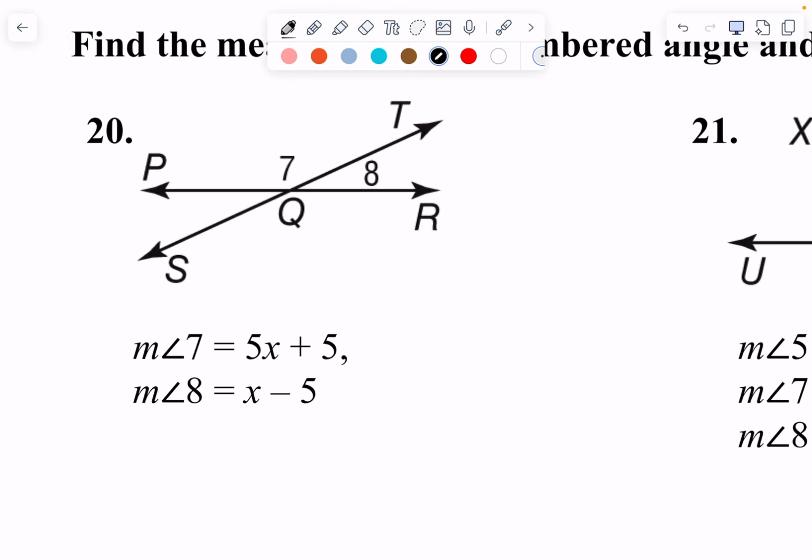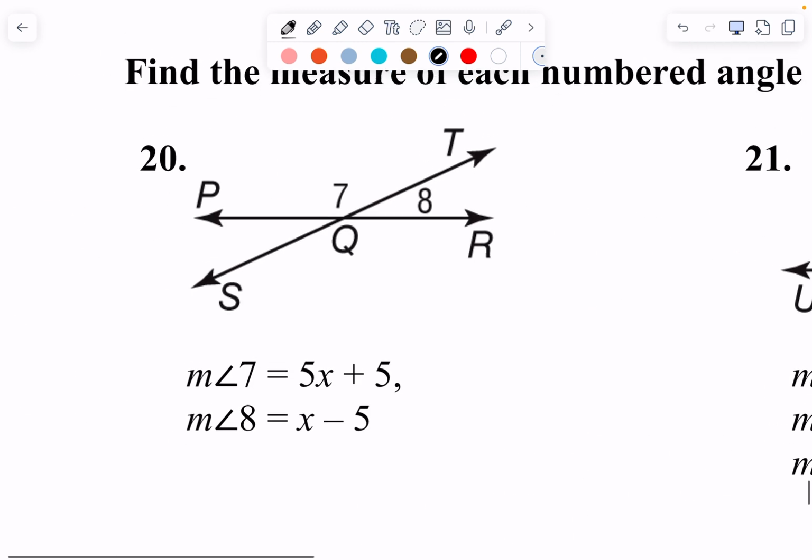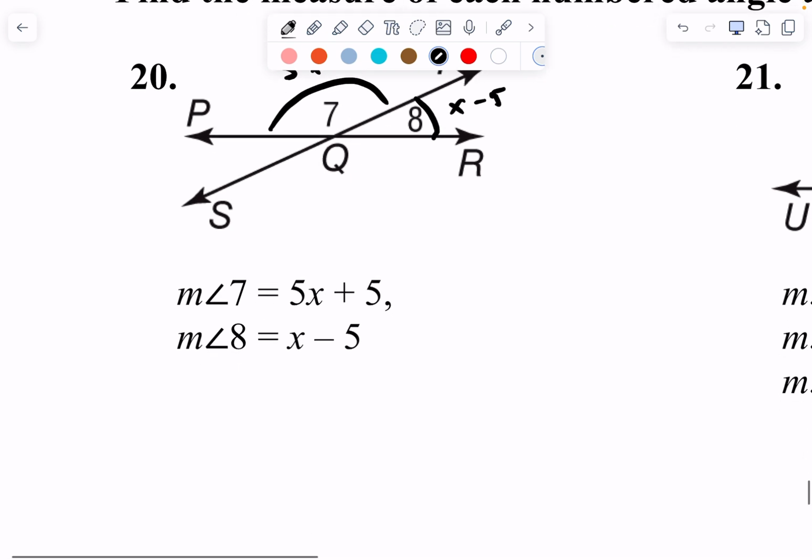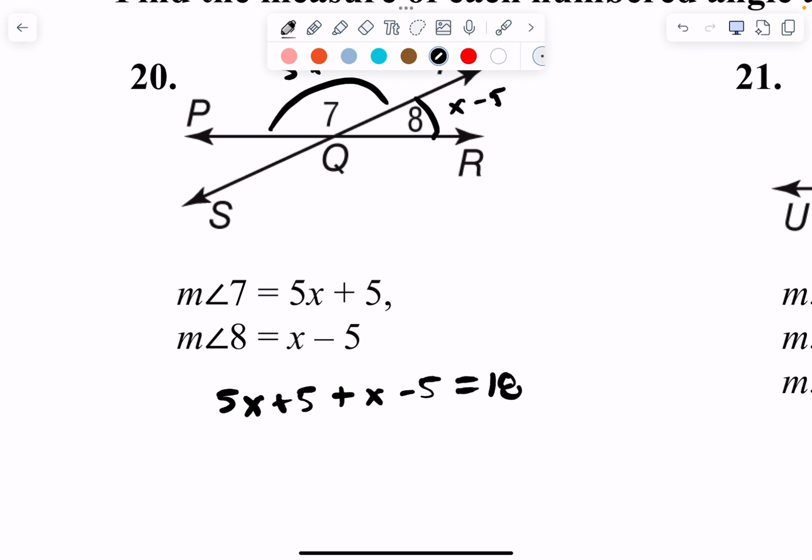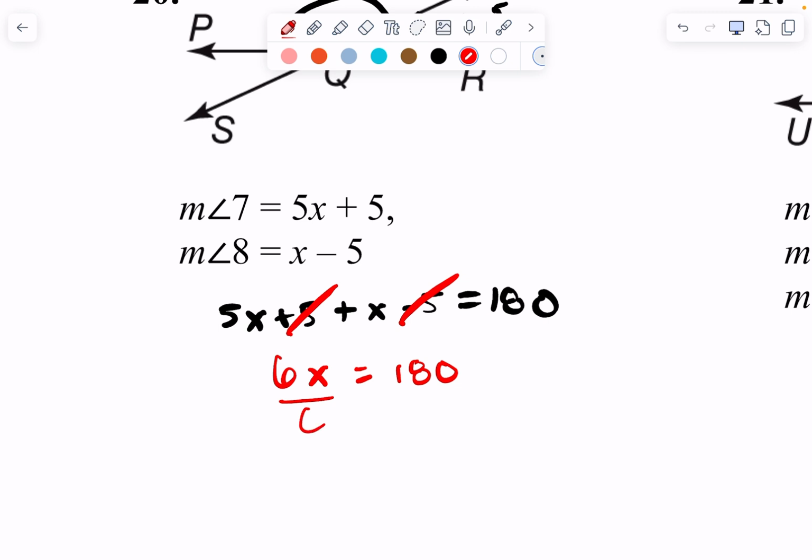Ready? Number 20. Angle 7, they say, is 5x plus 5. Angle 8 is x minus 5. What do we know about 7 and 8? They're a linear pair. They add up to be 180. So if I put them together, 5x plus 5 plus x minus 5 equals 180. Let's combine like terms. The 5's cancel. 6x equals 180. Divide by 6. X is how much? 30.